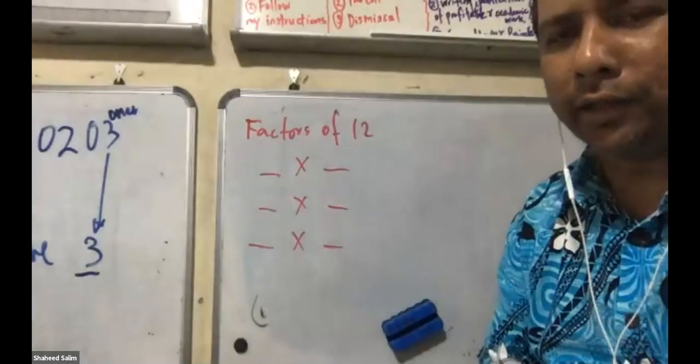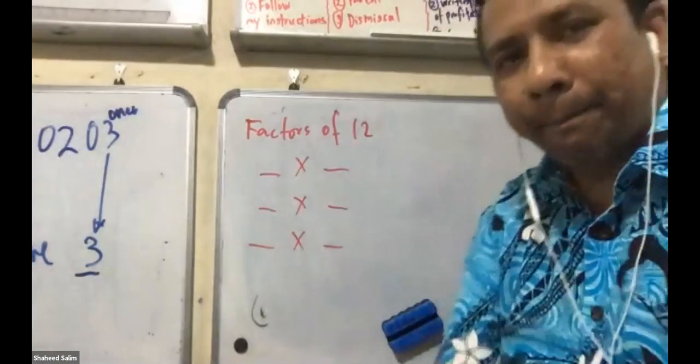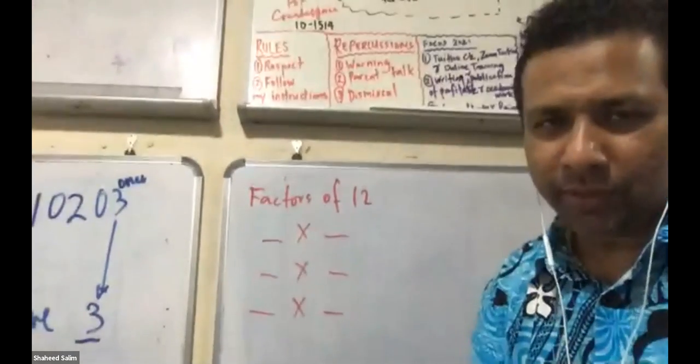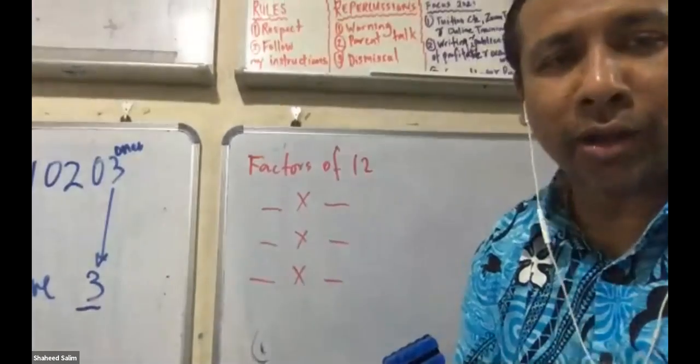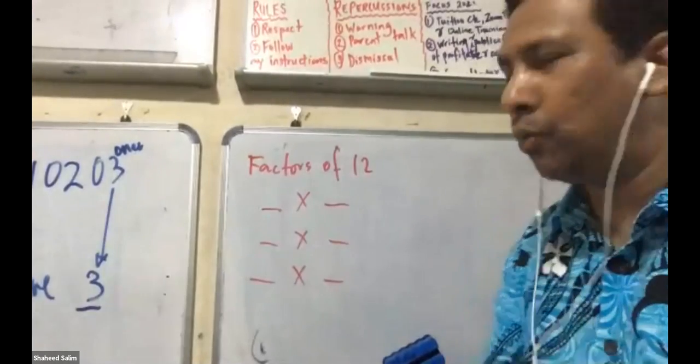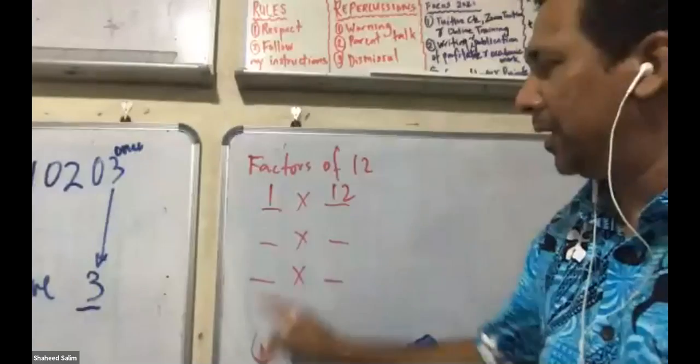This one cannot use calculator, Naomi. Are you using calculator? Cannot use calculator for this one. At P4, you cannot use calculator. Okay, have you gotten the answer? We'll ask Auni, what's the first one? What times what, Auni? 1 times 12, good. Naomi, next one.